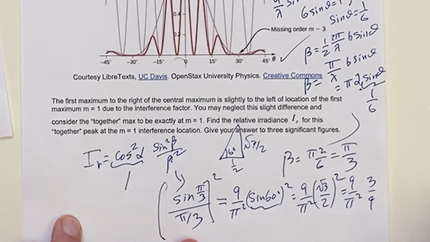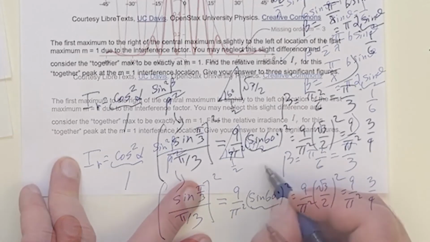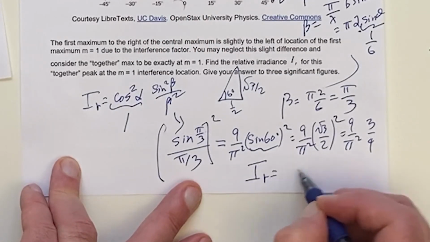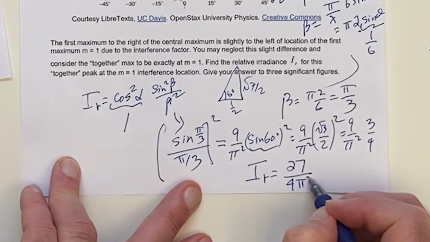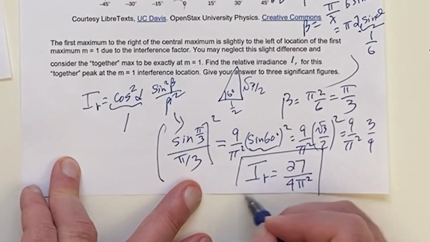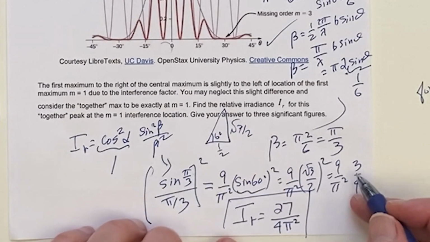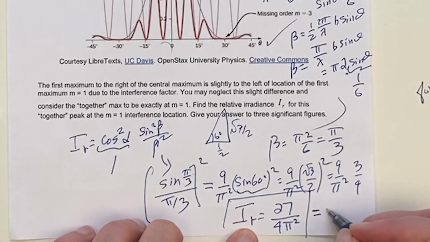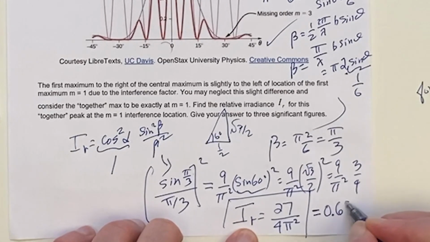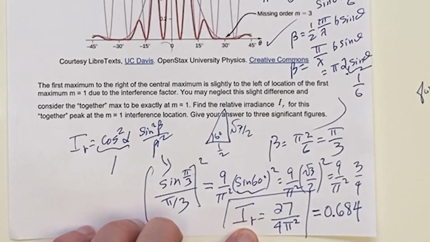All right. And that means for the irradiance, we're talking 27 over 4 pi squared. That's it. And it wants to know significant figures, and I think it wants 3. So if you then divide this out with the calculator, you get 0.684. That's it.